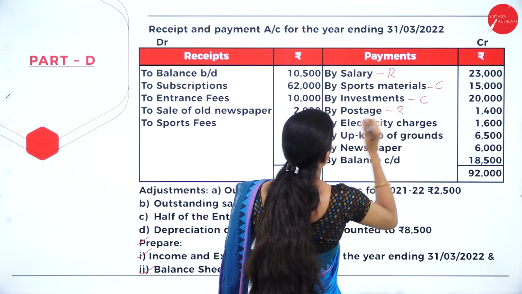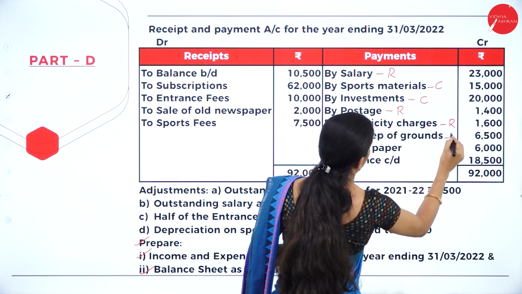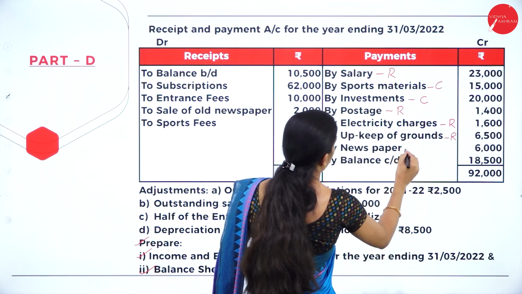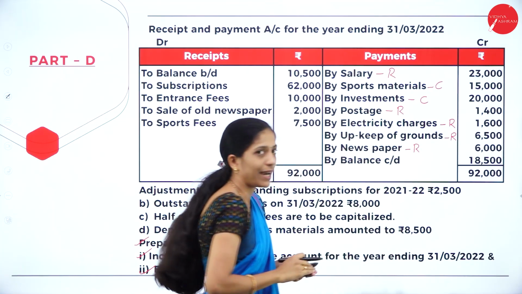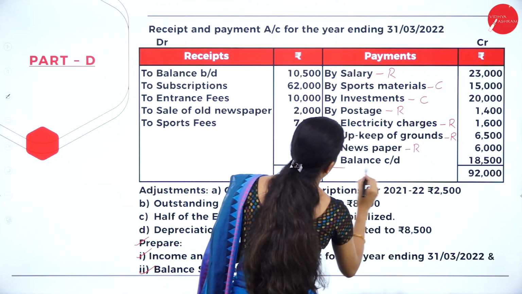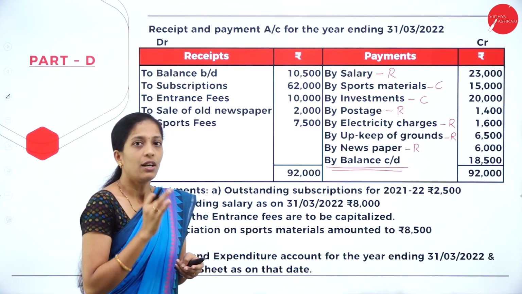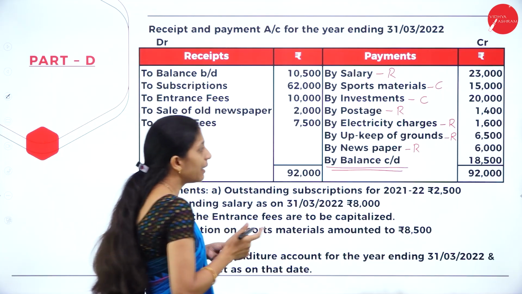Next, investment. It is a capital item. Postage, it is a revenue item. Electricity charges, a revenue item. Upkeep of grounds, a revenue item. Newspaper, revenue item. So these are the revenue items, and then the balance carried down. I'll tell you where we have to record this. Mainly we will record this in the balance sheet.